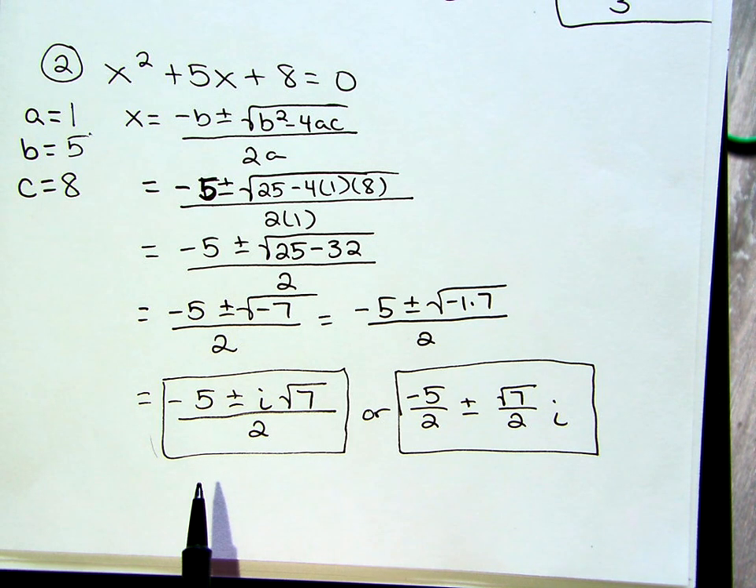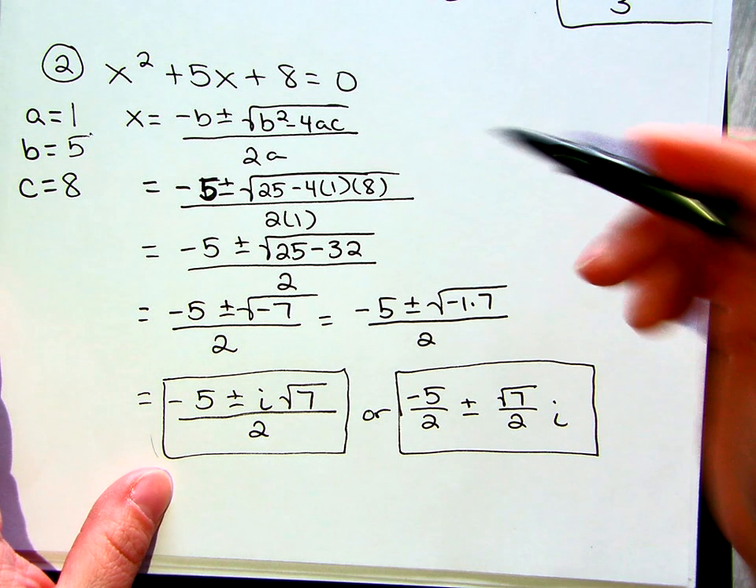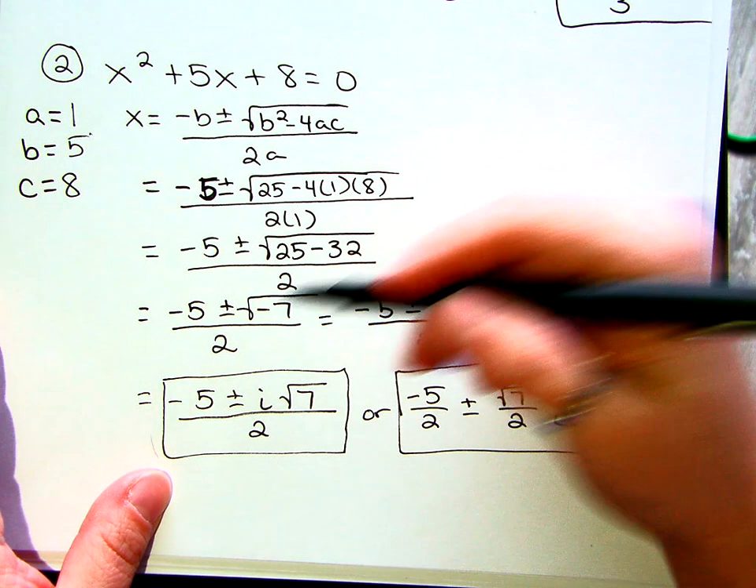So you can get complex answers. Don't just stop because you have a negative underneath that radical. You know how to handle that now, and we're going to end up using it.